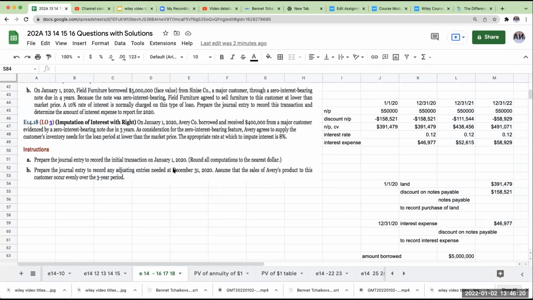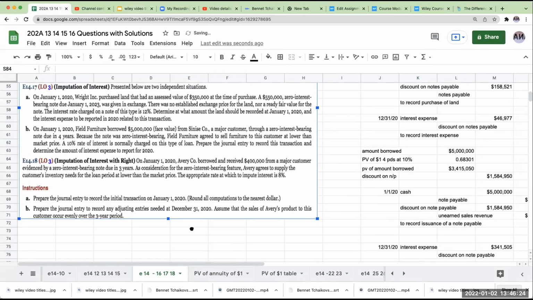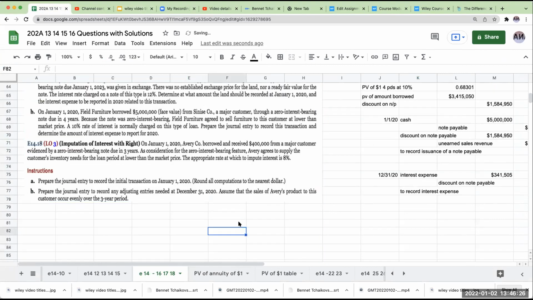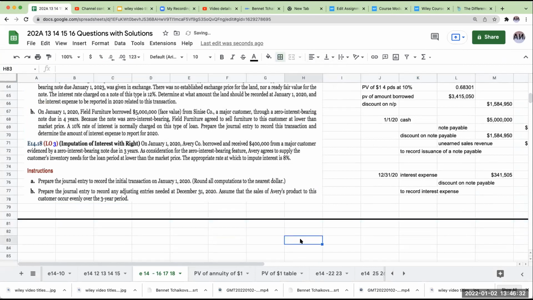Okay, so we're now on exercise 1418. And let's just bring this down over here. So on January 1st, 2020, Avery borrowed and received $400,000 from a major customer, evidenced by a 0 interest-bearing note that's due in 3 years. Okay, so right off the bat, they're getting money. We're issuing a note payable, so we know that that's happening, but there's something wrong here.